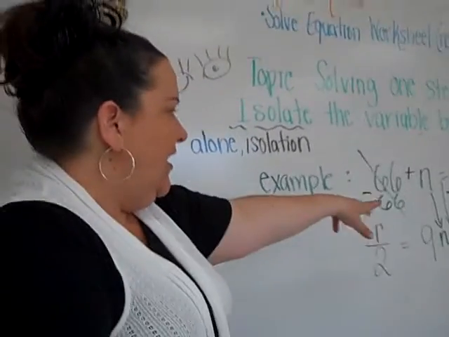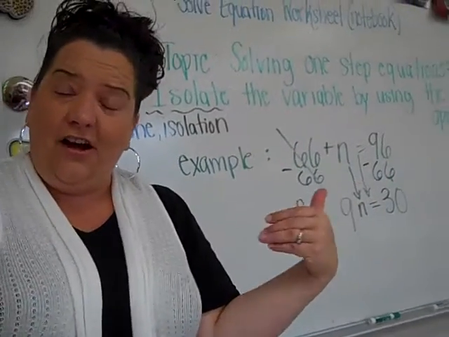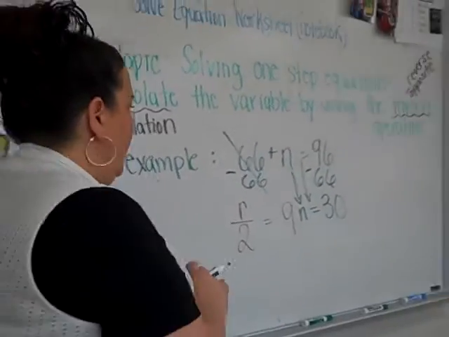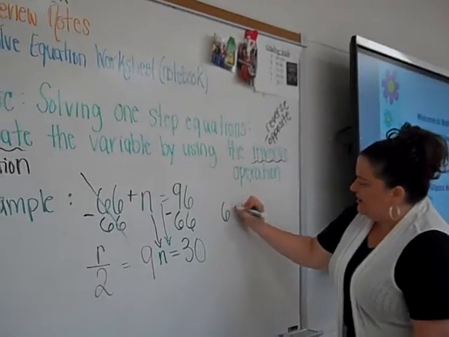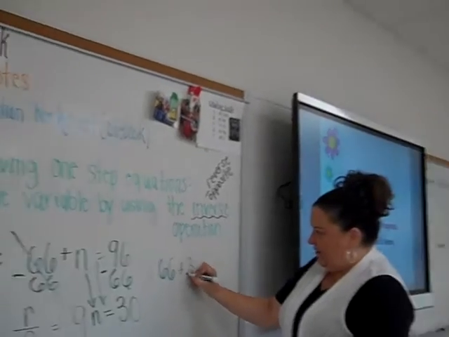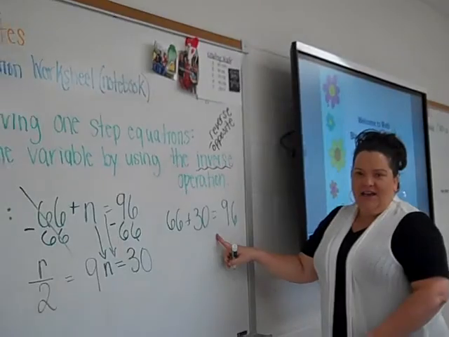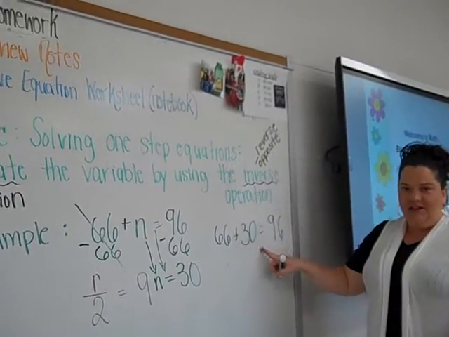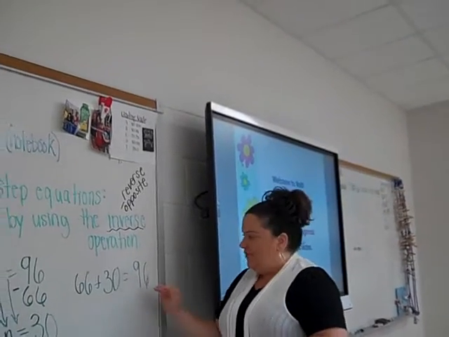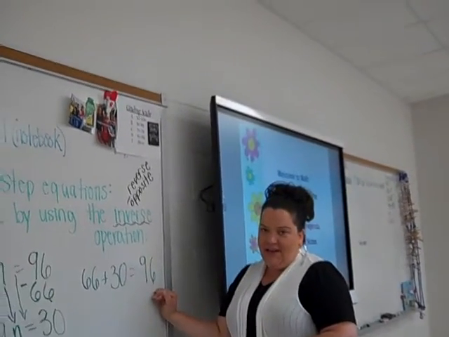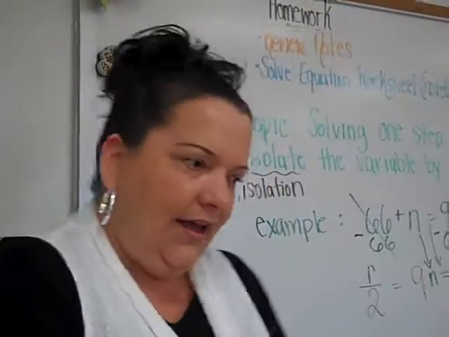So let's go ahead and plug in the value of n and make sure that our equation is true. So it would be 66 plus 30 equals 96. And we do have a balanced equation because the value on this side of the equal sign is equivalent to the value on this side of the equal sign. Okay?